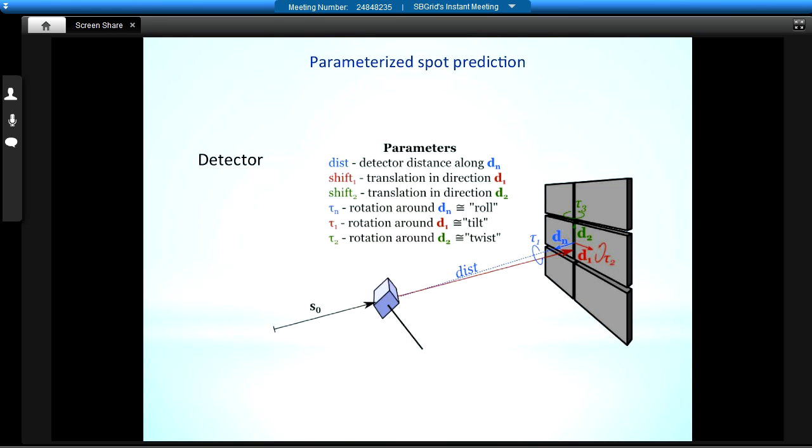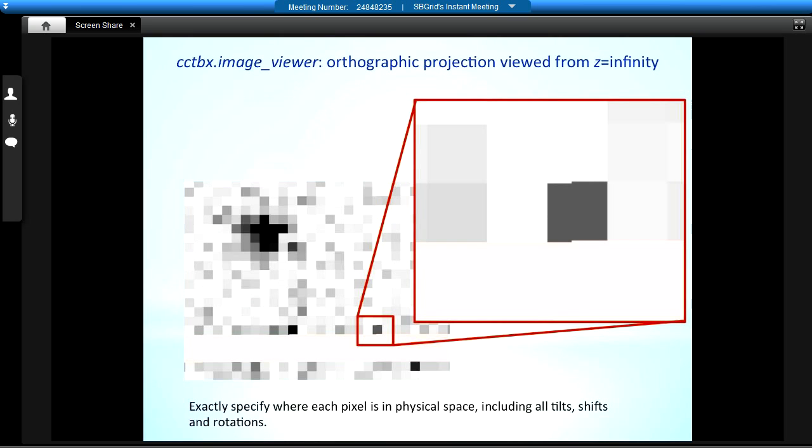Here, what we're showing is the detector is a block of sensors, but it has a translation from the crystal, so that's 3 degrees of freedom, and also 3 orientations. So that's our representation of the detector. And just to drive home that point, we really have 3 rotational degrees of freedom for the detector. So if the detector is slightly tilted in our image viewer in CCTBX, we actually represent that. Can you see this pixel is slightly tilted? And that's the way we draw it on the screen. So we don't think about the detector as this monolithic block. It's something that can be rotated in space.